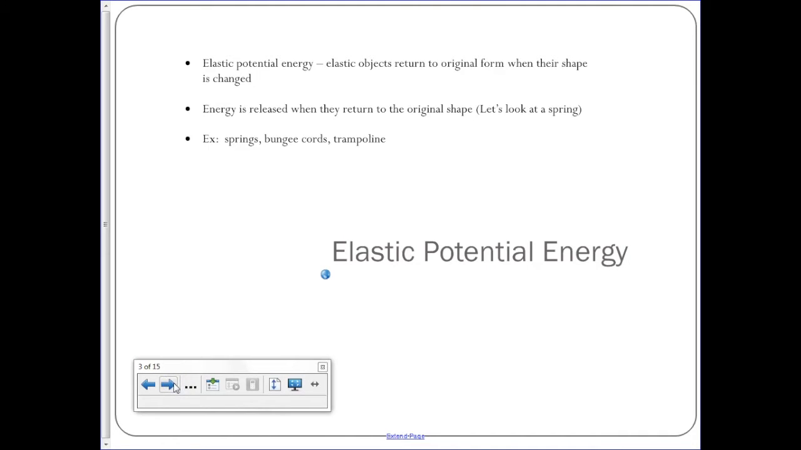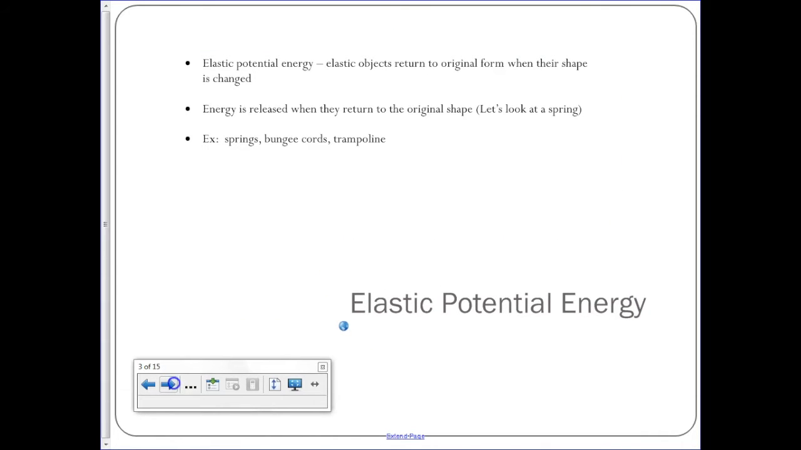Elastic potential energy. Elastic objects return to their original form when their shape is changed. As you've probably already done to somebody, if you take an elastic and you shoot it across the room, you're extending the elastic out of its natural state, and when you release it, it's taking that energy and putting it in the form of kinetic energy to return to its original shape. So energy is released when they return back to that original state. So let's take a look at a spring to remind us about what this is all about.